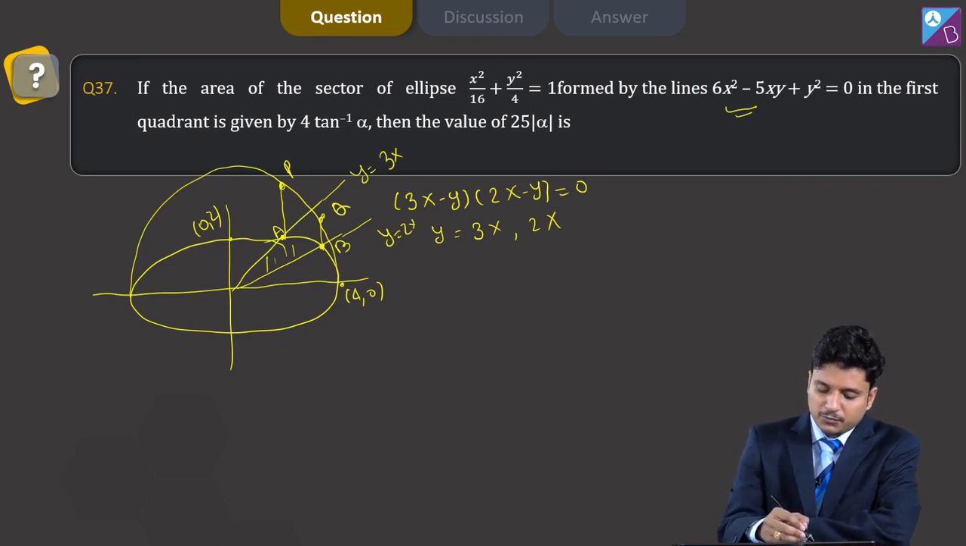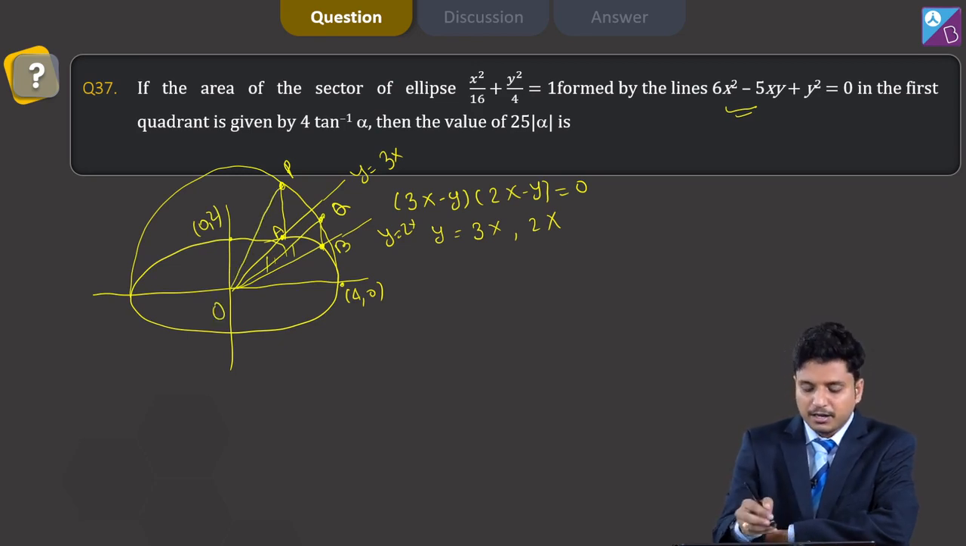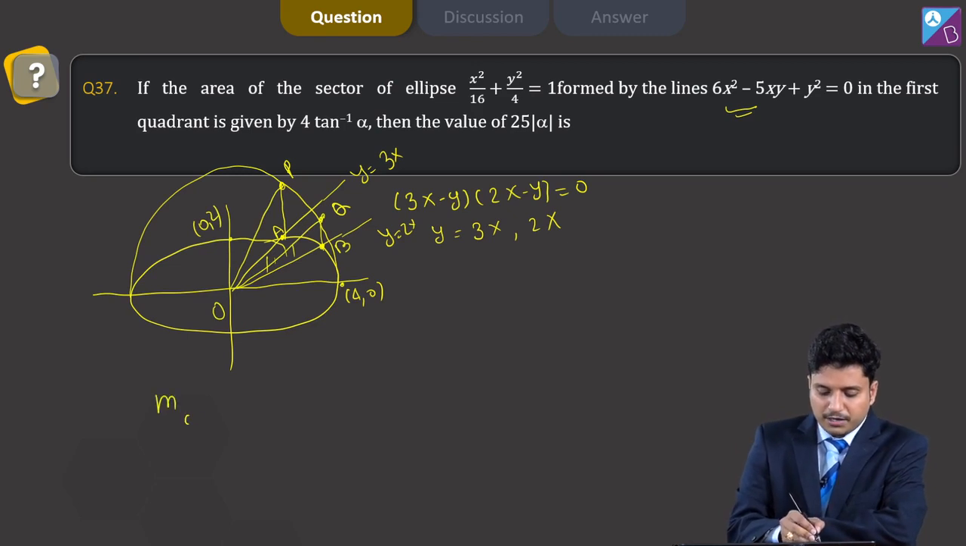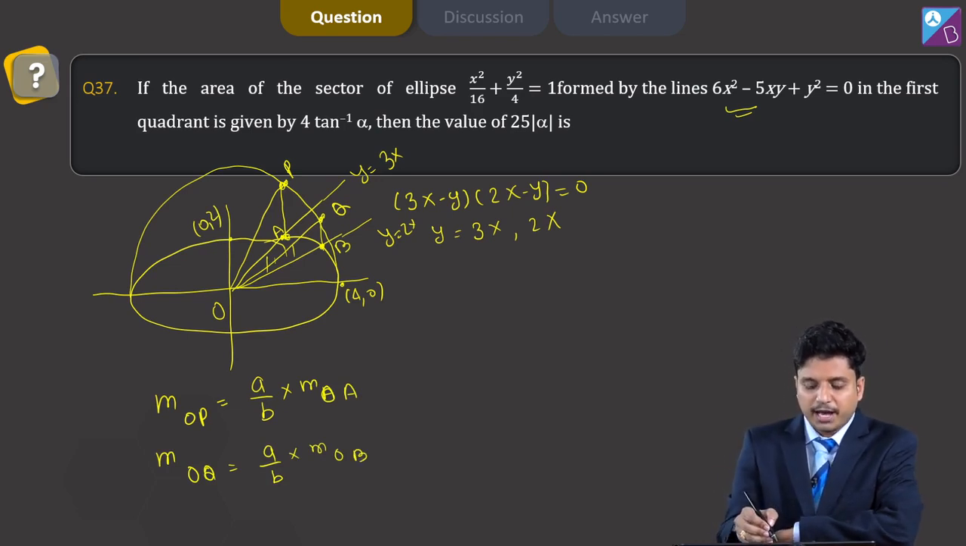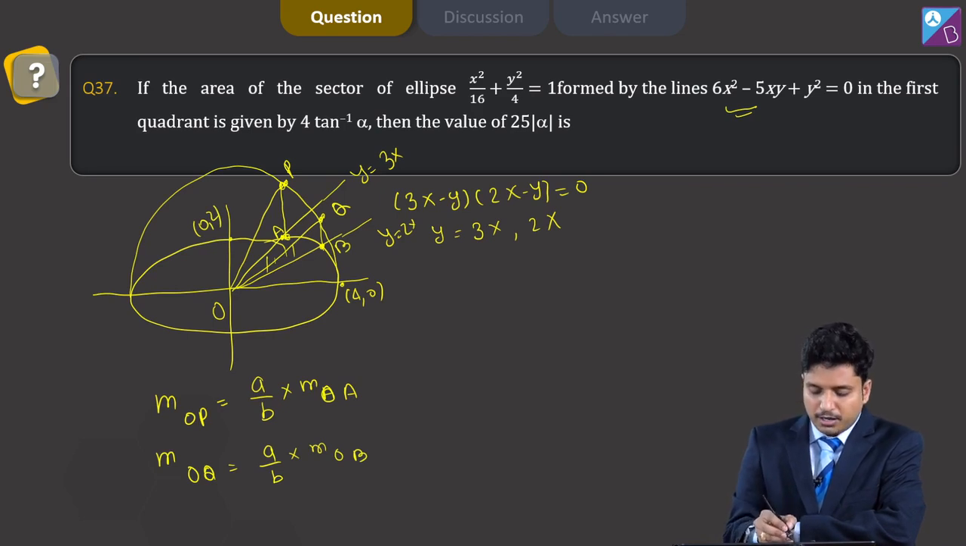So what will be the slope for these OQ lines and OP lines, because these OQ and OP lines will be different. What will be the slope? Slope of OP will be equal to B by A. This one is A cos theta, B sin theta, and this one is A cos theta, A sin theta. So the ratio will be A by B into slope of OA in fact, and similarly slope of OQ will be equal to A by B into slope of OB, right. So slope of OA is already known as 3, slope of OB is also known as 2. A by B is what? A by B is 2. So 2 into 3 is 6, and here it is 2 into 2, which is 4.